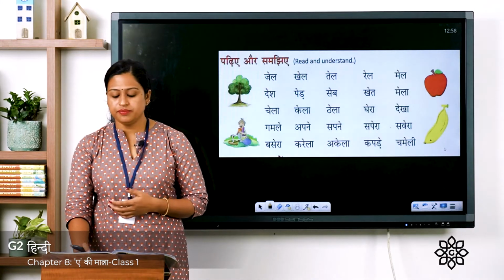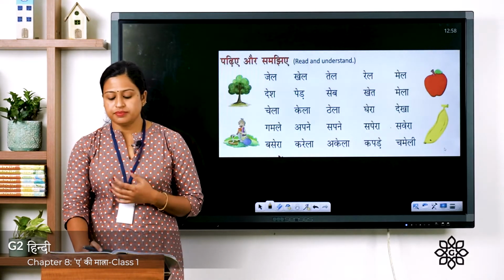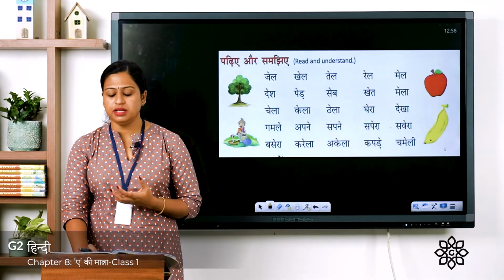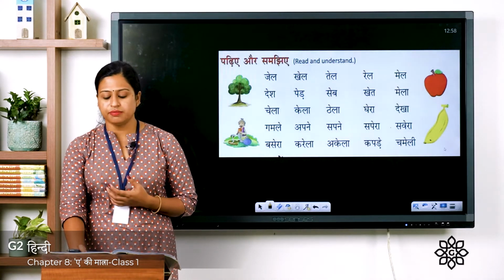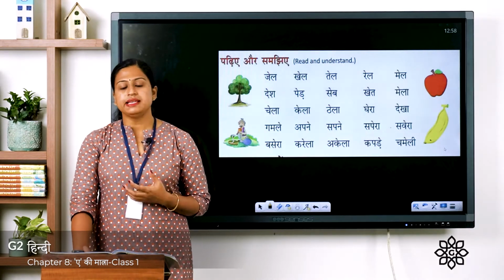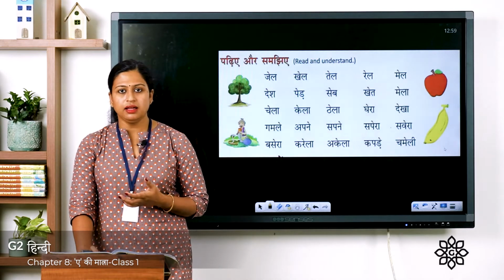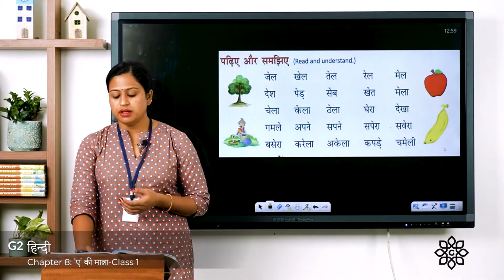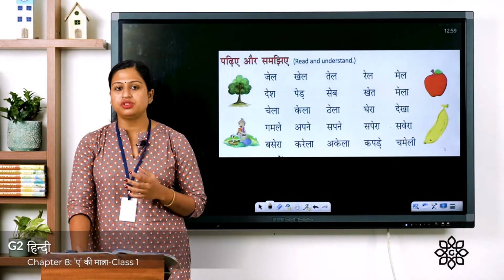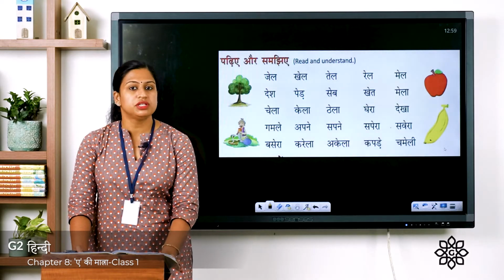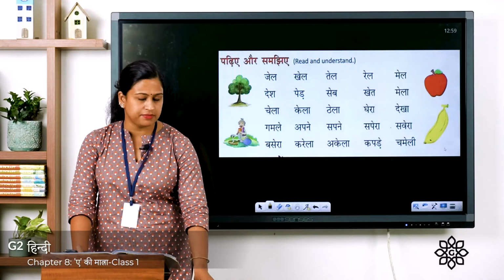Dekha means to see. Gamle means flower pot. Apne means ours. Sapne, the meaning is dreams. Sapera means snake charmer. Savera means morning. Basera is a place where birds regularly settle. Next word, karela, it's a vegetable, bitter gourd. Akela means alone. Kappade means dress, and chameli is a flower, it's jasmine flower. So these are the words which you have to read and practice.